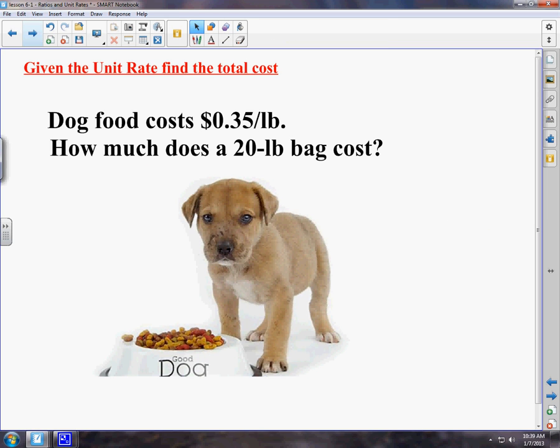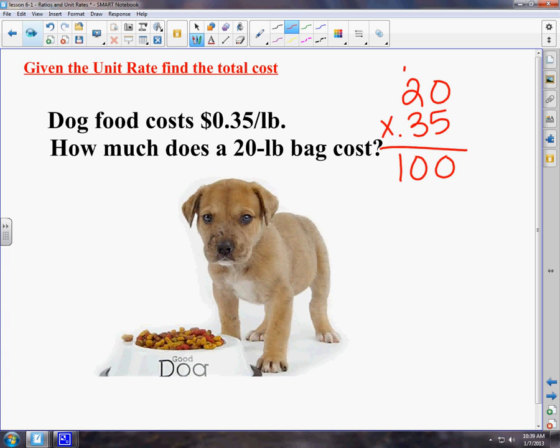Okay, so now try this unit rate. Dog food costs 35 cents a pound. How much does a 20-pound bag cost? So you're going to do 20 times 35 cents.